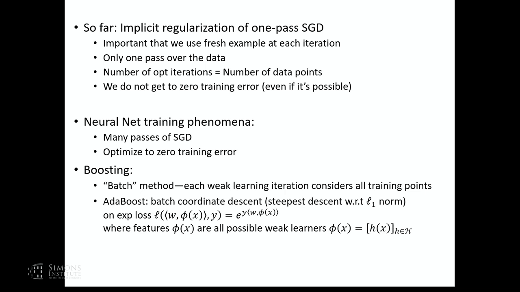You can think of it also in the boosting example we mentioned. Boosting, AdaBoost at least, can be viewed as a batch coordinate descent method. So it does coordinate descent, but it's batch coordinate descent, not stochastic coordinate descent. So again, all this discussion we had so far is kind of irrelevant for AdaBoost. And again, the behavior of AdaBoost we see is after the training error was zero.